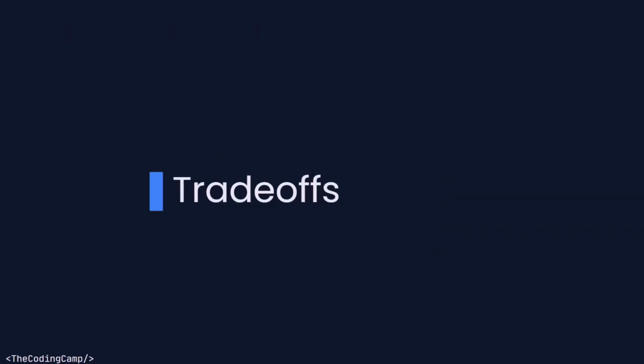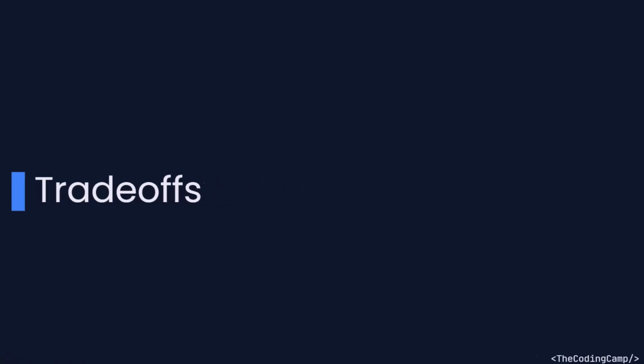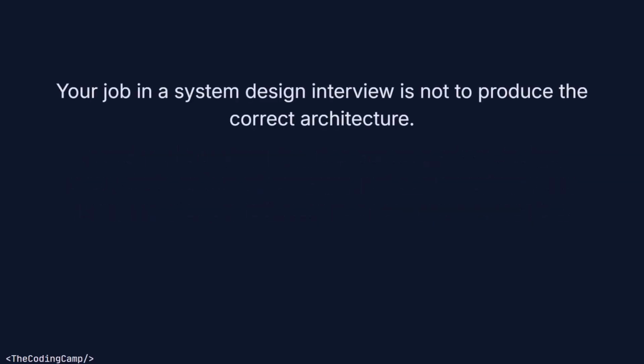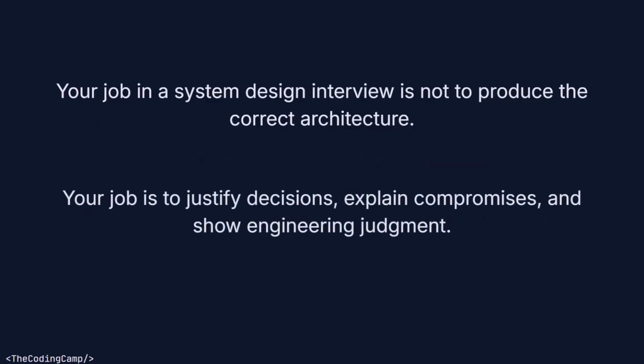Now we move into one of the most important skills in system design interviews, which is discussing trade-offs. This is the difference between someone who memorizes architectures and someone who actually thinks like a senior engineer. Because in real world engineering, there's no perfect design. Every decision has advantages and disadvantages, and every optimization introduces a cost somewhere else. Your job in a system design interview is not to produce the correct architecture. Your job is to justify decisions, explain compromises, and show engineering judgment. That is what interviewers are evaluating.